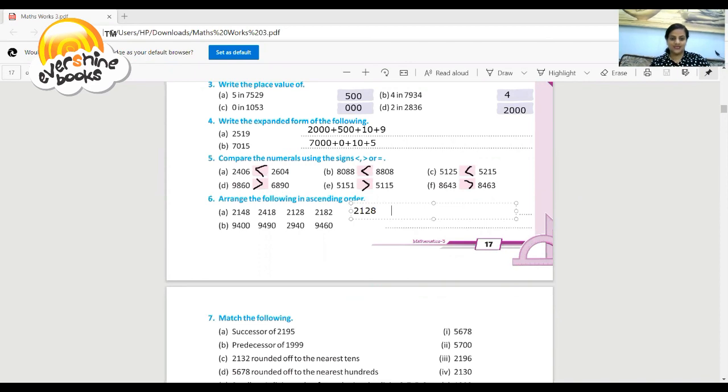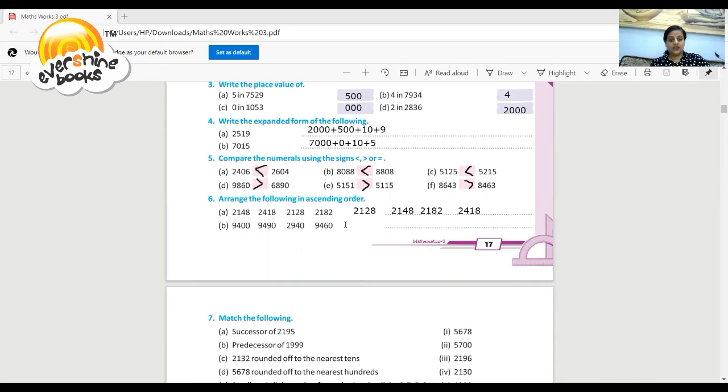Next is 2148, which is bigger than 2128 but smaller than 2182. And what is the biggest of all? That is 2418. This is the biggest of all.